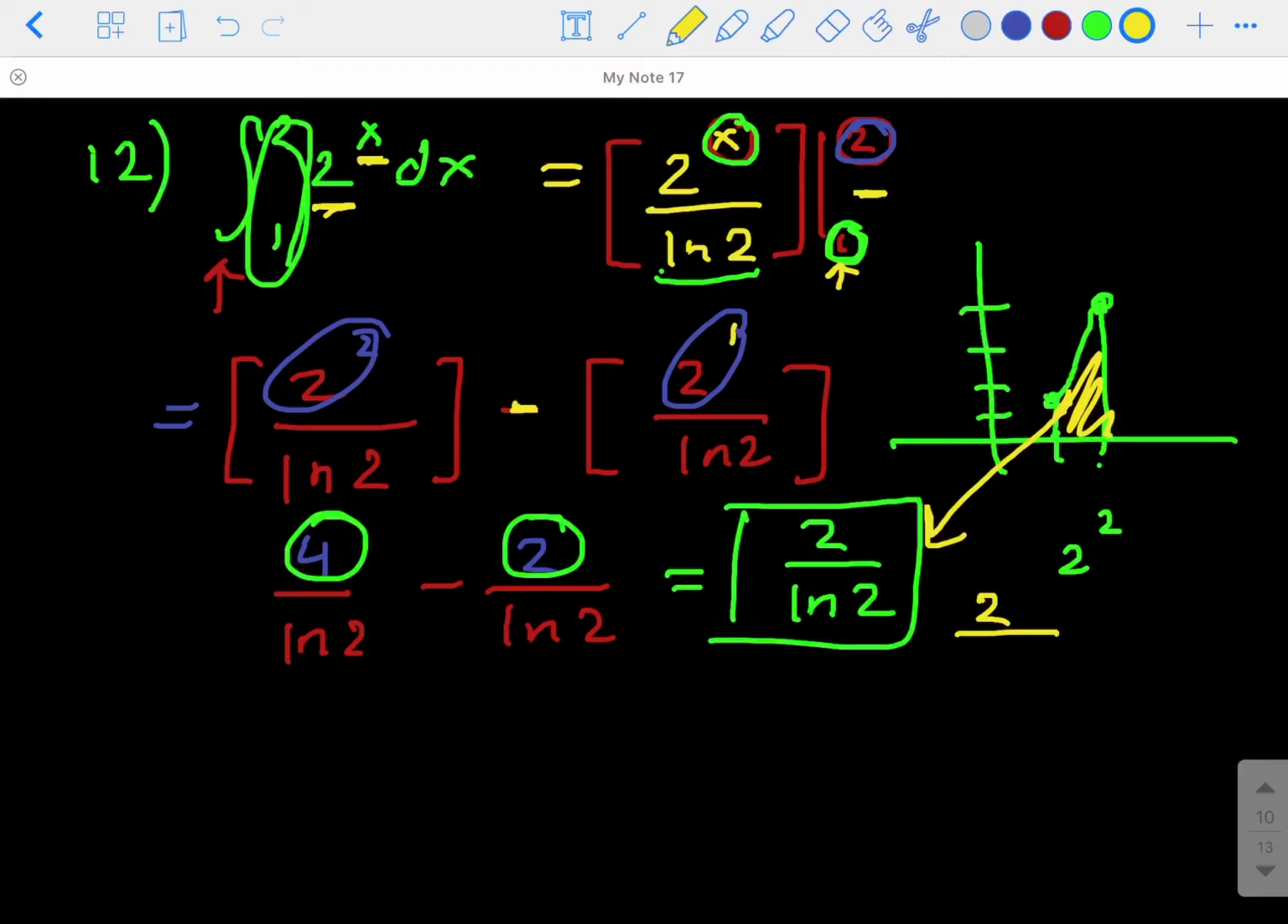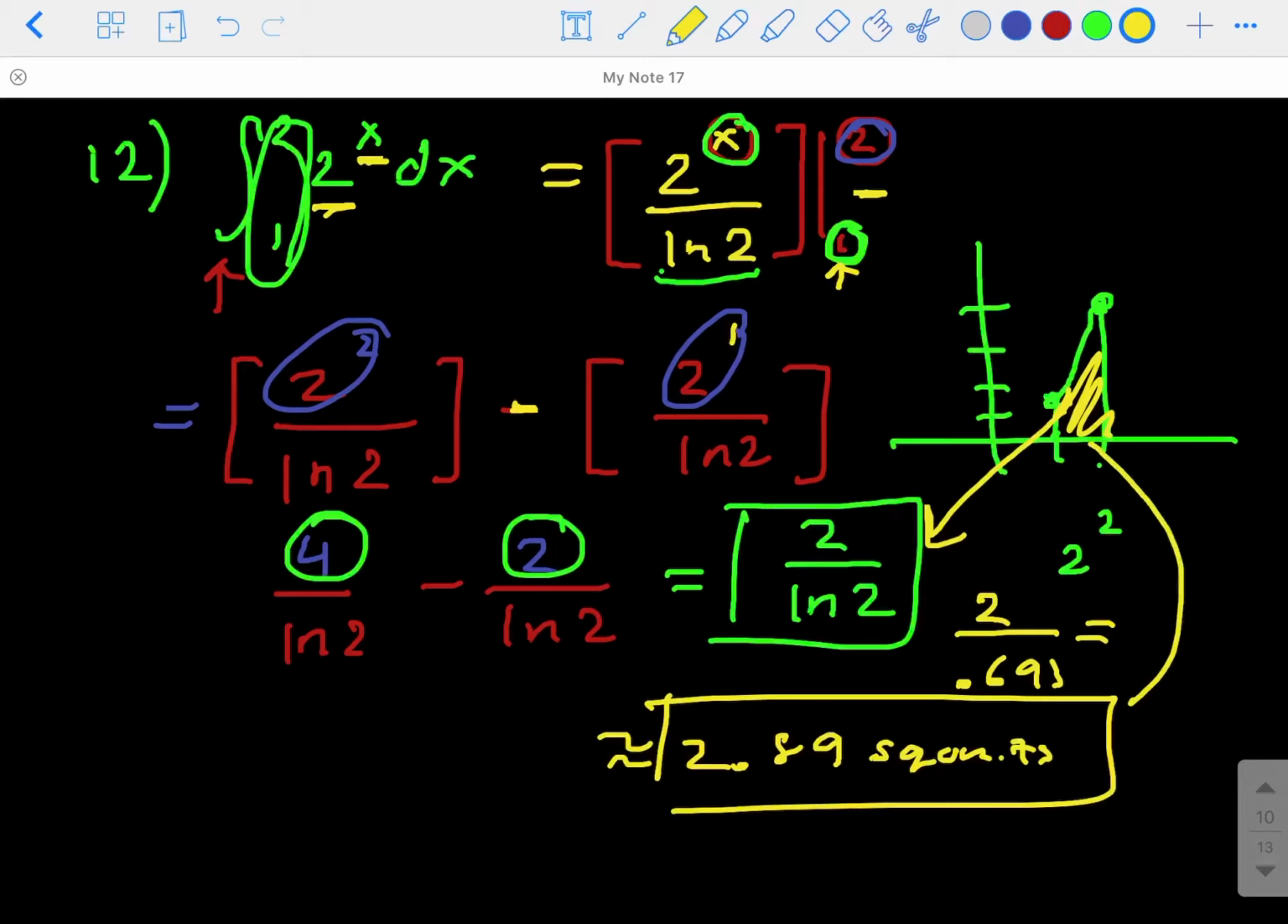natural log of 2 happens to be 0.693. And when you do 2 divided by 0.693, then you will get the decimal version of the answer, 2.89 square units. So the area under the curve of this function will be 2.89 square units, or many instructors like to use exact numbers, so 2 over natural log of 2 is perfectly fine as well. Cool. Onwards.